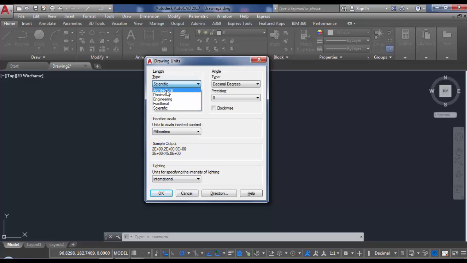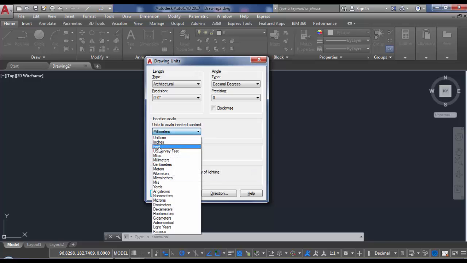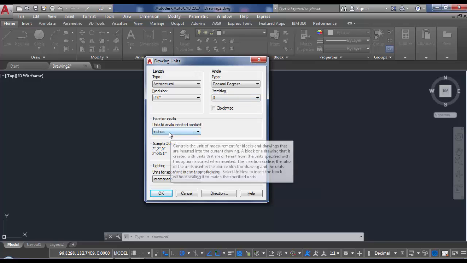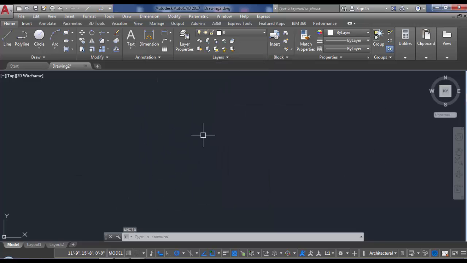I'll be using architectural, since architectural and engineering are almost the same. That means I'll be working with feet and inches. For the unit scale, I'll be using the lesser of the feet and inches, so I'll be using inches. For the angle, let's keep this in decimal degrees rather than radians, because the conversion would be a little bit tedious later on. I'll be using decimal only. And for the precision, I'll be using 0.00, since I have got the units for that one.